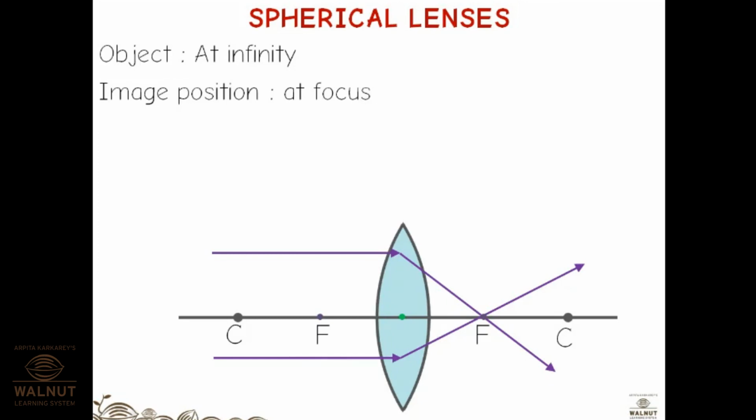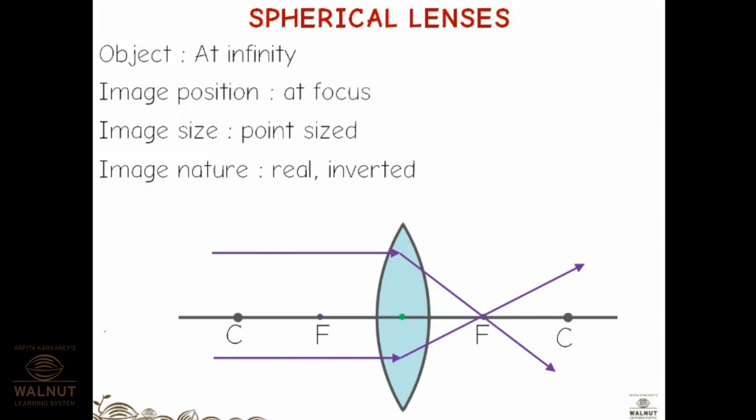Now where will you get the image? At the focus. Why will the image be at the focus? Yes, so when the incident ray is parallel to the principal axis, you see that the refracted rays are getting collected towards the focus, right? And the image size will be point size because all the rays are going to get converged on one point only. So the image will be highly diminished, you can say, or it will be point sized. And what is the image nature here? It will be real and inverted.